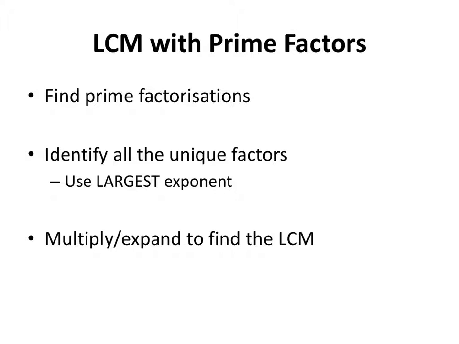So to review, our strategy to find the least common multiple with prime factors is to find the prime factorizations, identify all the unique factors, including factors which may only show up in one of the numbers, and where we have common powers, use the power with the largest exponent. Lastly, we're going to multiply or expand our exponential notation to find our least common multiple.